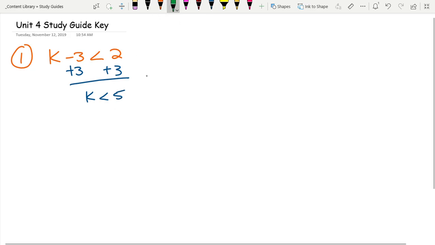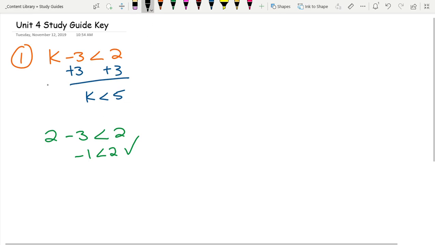Now a way to check this, just like with equations, is you can plug a number back in. So this says k is less than 5, so pick a number smaller than 5 like 2. If you plug 2 in, 2 minus 3 is less than 2, it is. So check, it's right. So you can still check these just like equations, and it takes you a good 5 seconds to check them, so it's worth it on the test.